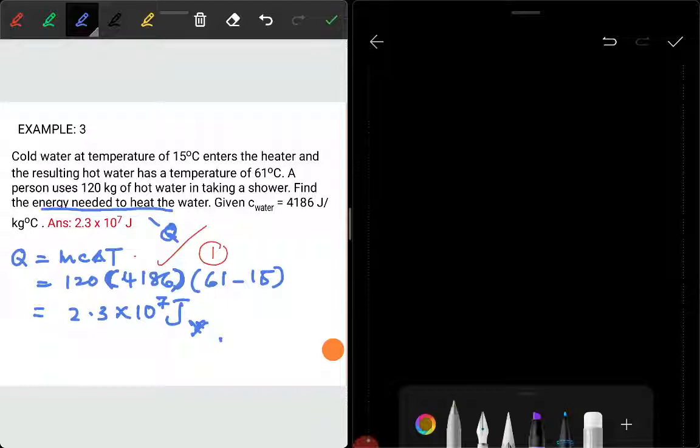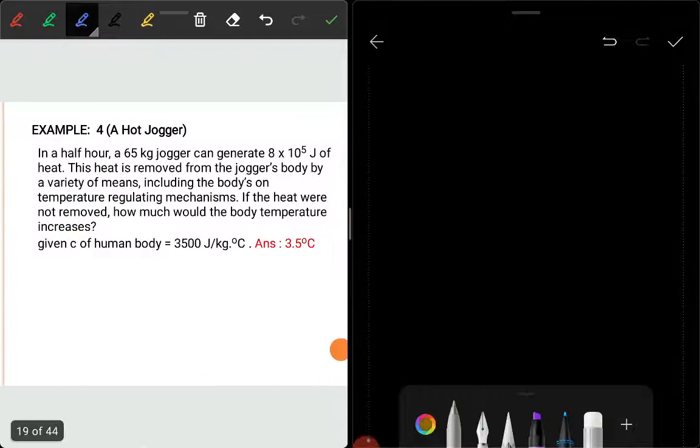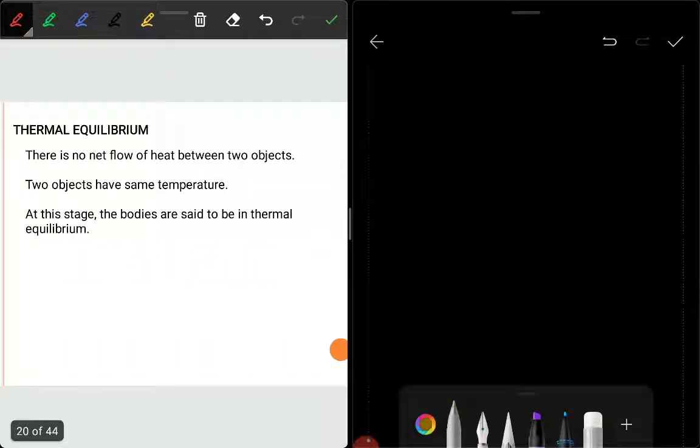Then we go to the next one. For example 4, I want you to do the exercise yourself. This one you should submit through Google Classroom. Question number 1 is the question that you have to submit. This is the first one. Don't forget.